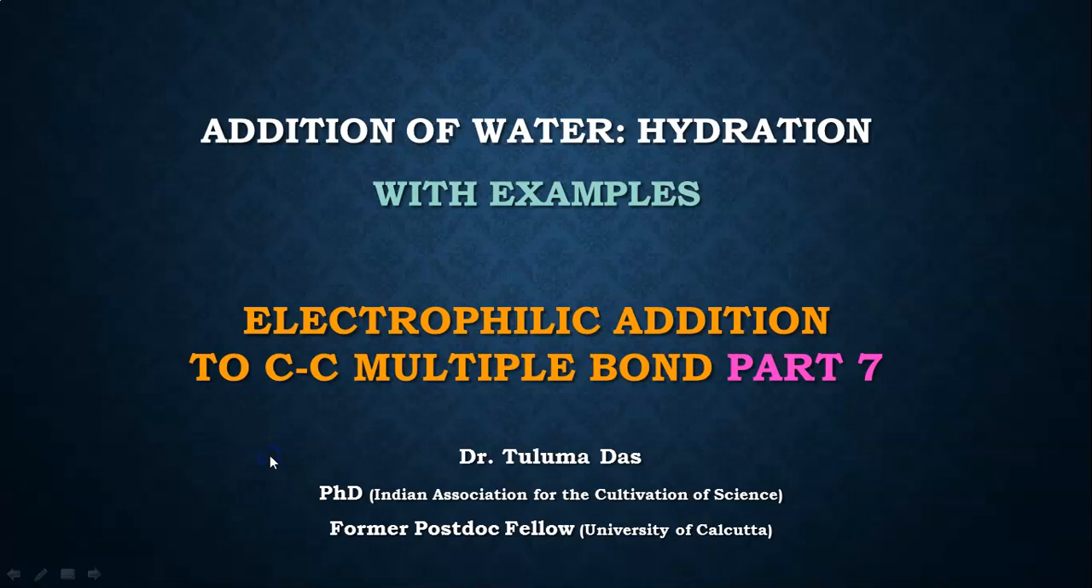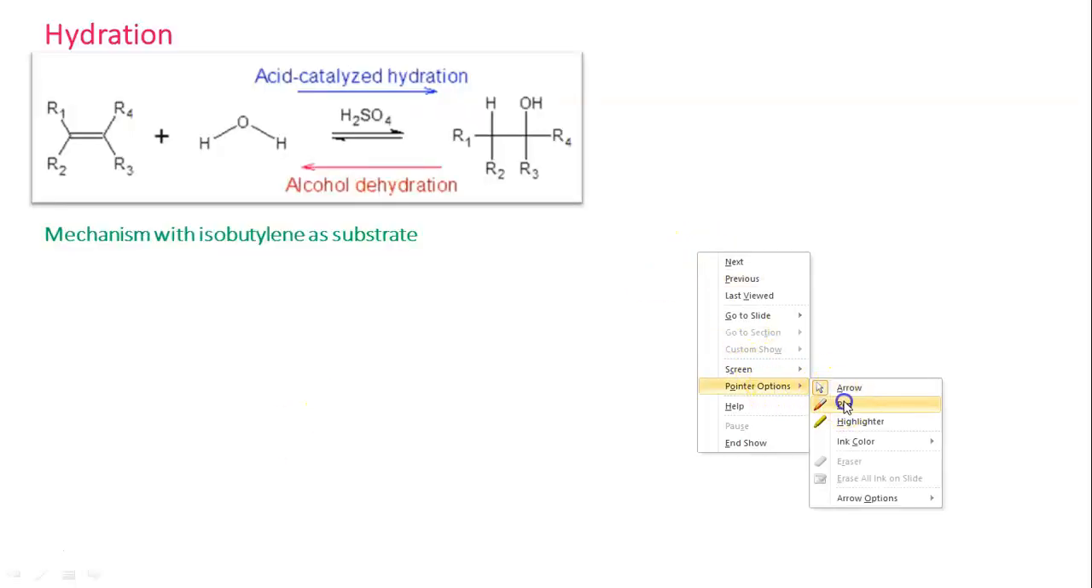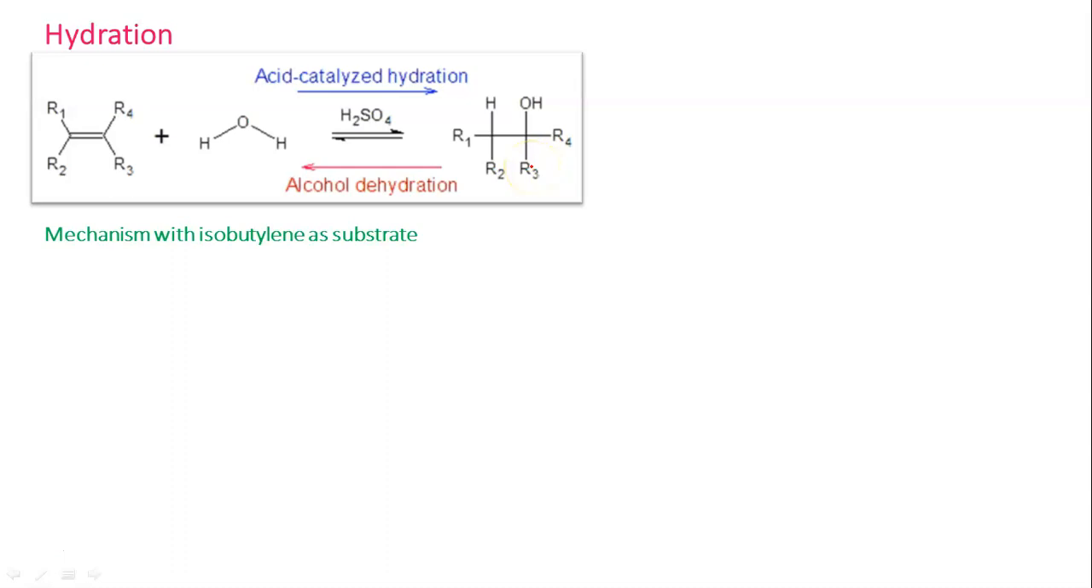Hello everyone. So in part 7 of electrophilic addition to CC multiple bond, we will discuss addition of water, that is also known as hydration. So hydration, from the name you can understand that it is the addition of H and OH of water.